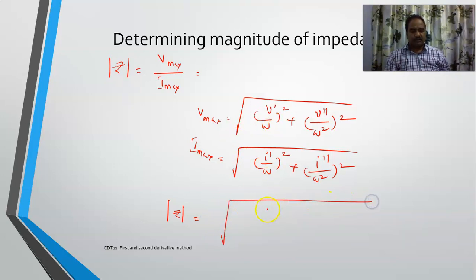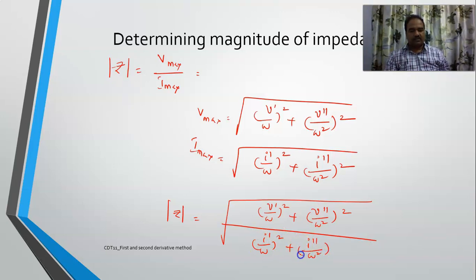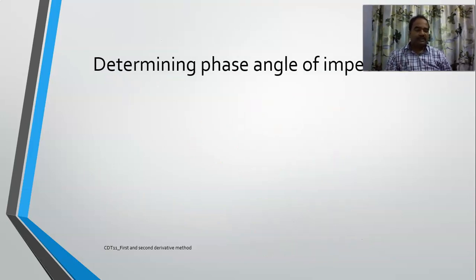So I'll take it as the square root of (V dash by omega) whole square plus (V double dash by omega square) whole square, divided by (I dash by omega) whole square plus (I double dash by omega square) whole square. So in this way, I can determine the impedance of the signal. The other thing which I do require is the phase angle.